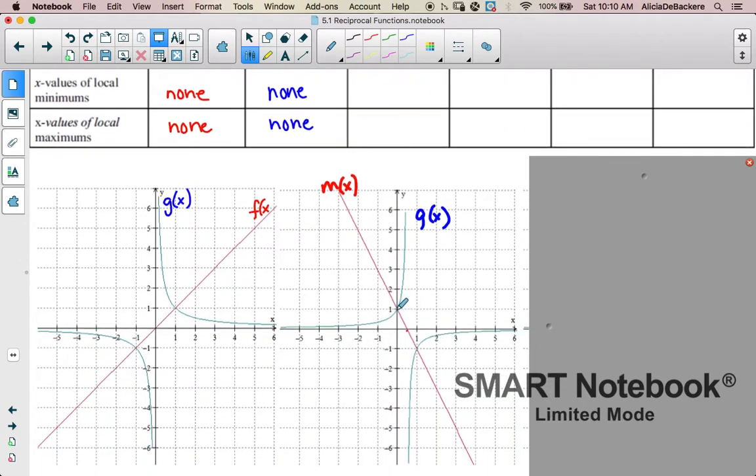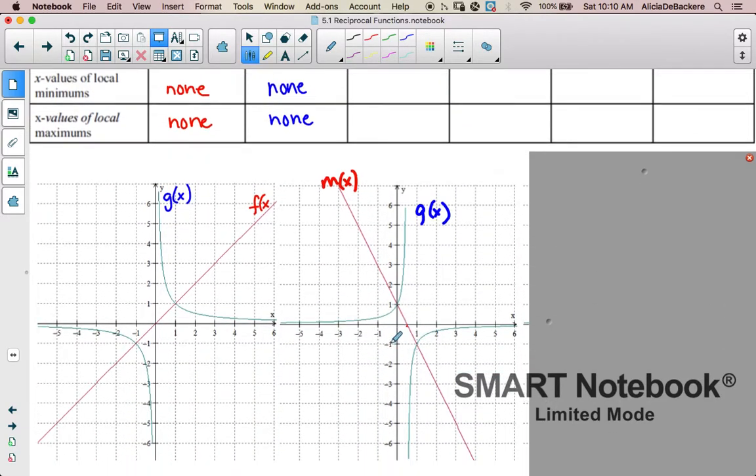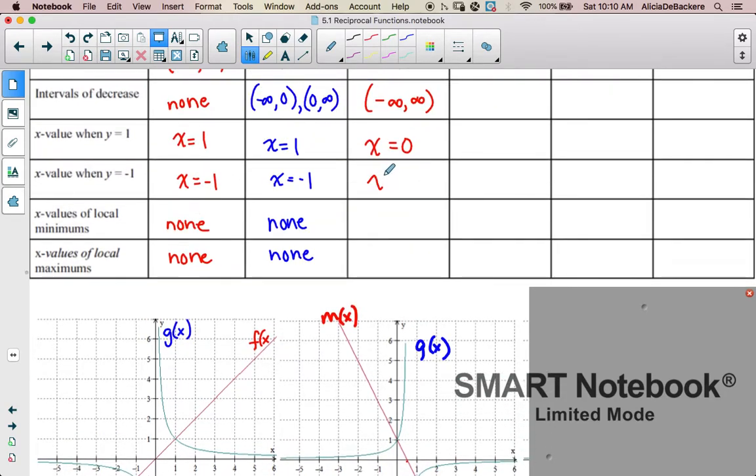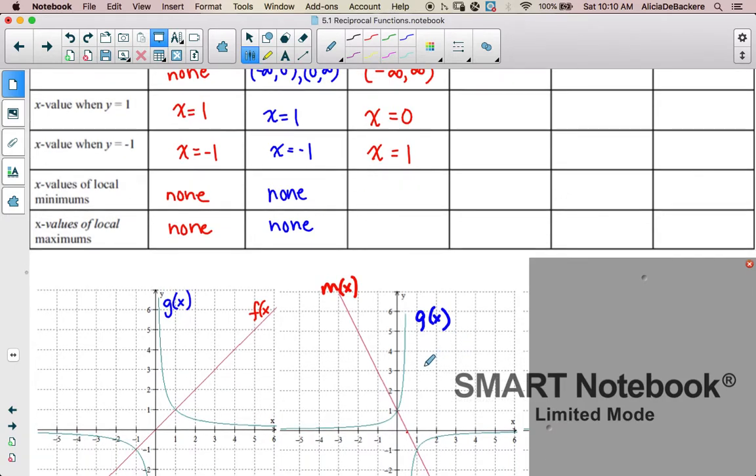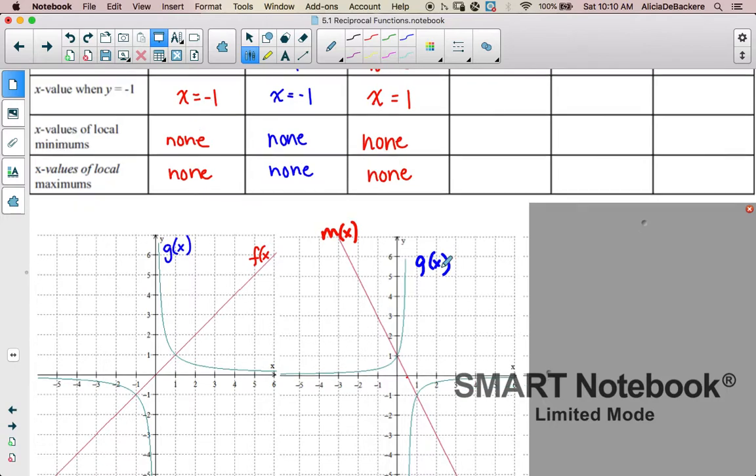When the y value is 1 on the red graph, the x value is 0. And then when the y value is negative 1, the x value is positive. And now we're looking for those minimums and maximums, and of course we're looking at a line, so there are none. Okay. So hopefully we're seeing some connections here between the first pair and now this new pair.